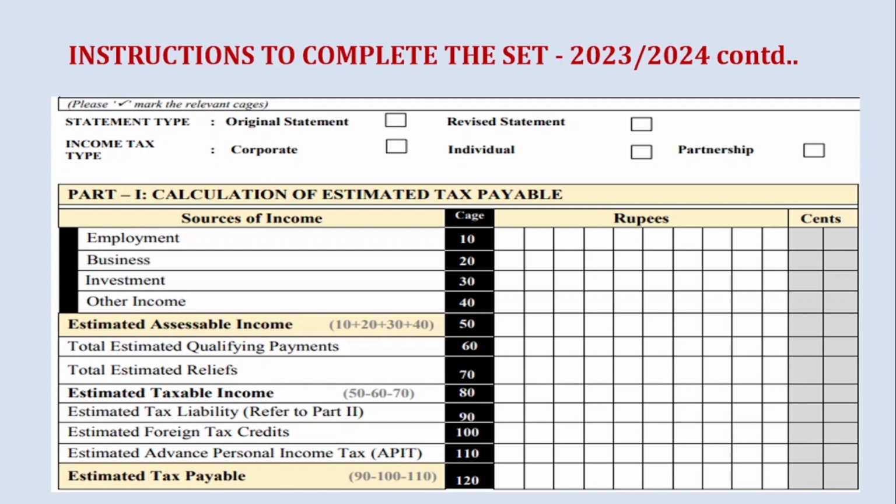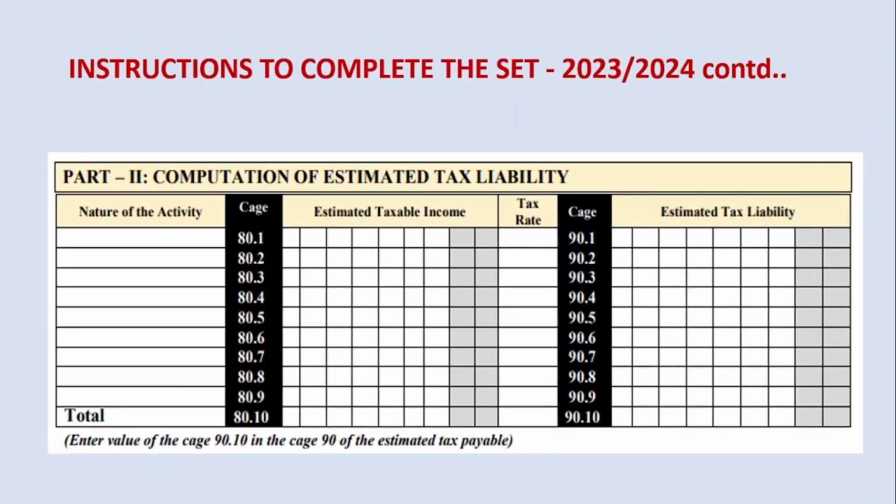Finally, you can deduct foreign tax credits if available and estimated advance income tax, that is the amount deducted by your employer. That means the estimated advance personal income tax for the total year of assessment can be deducted under page 110. Finally, you will receive the estimated tax payable, that will be under page 120. This is part 2 of the said form, that is computation of estimated tax payable.